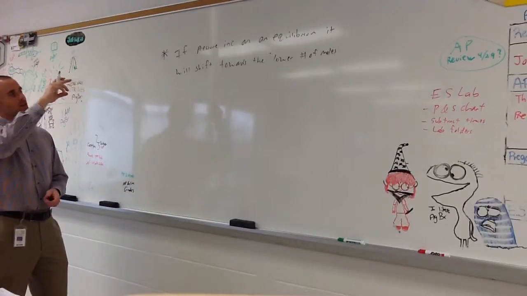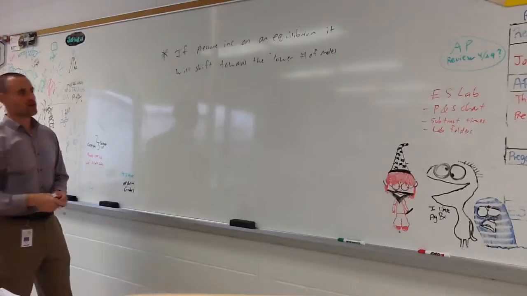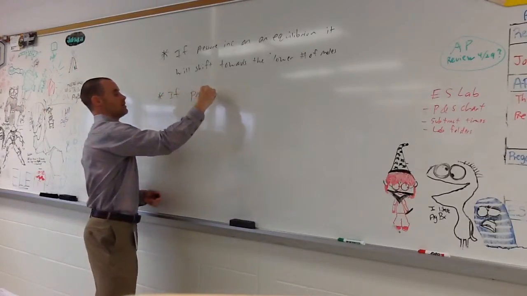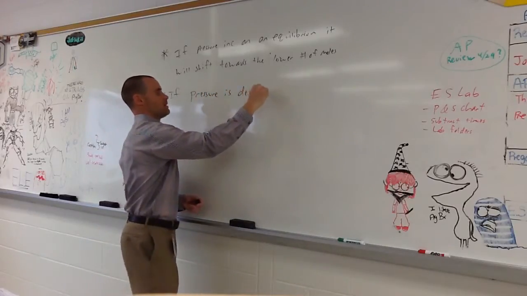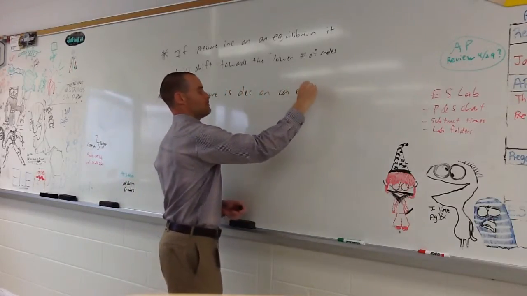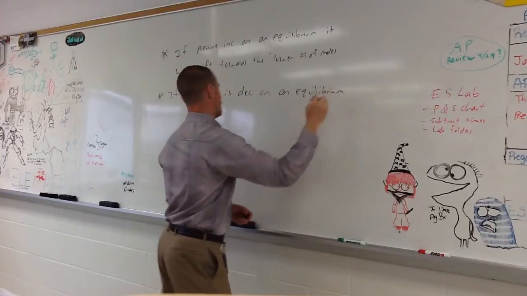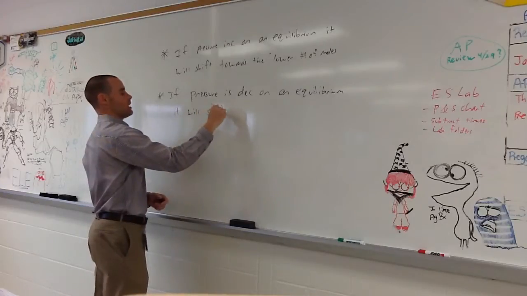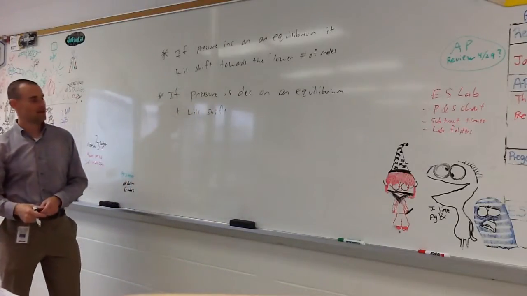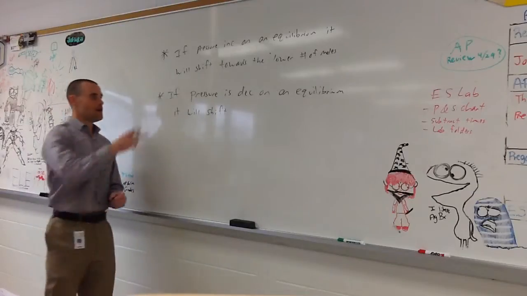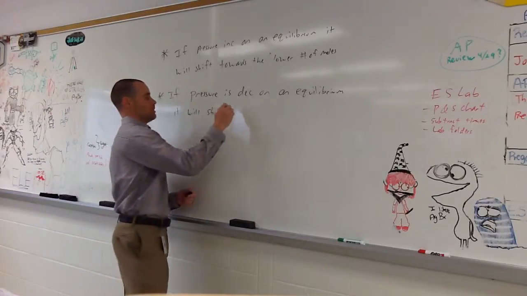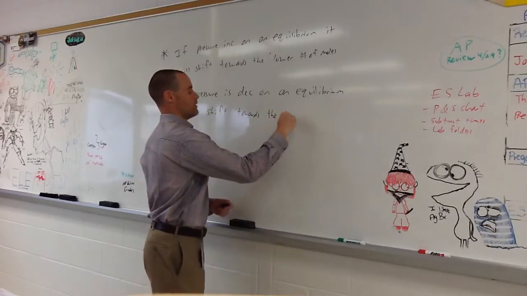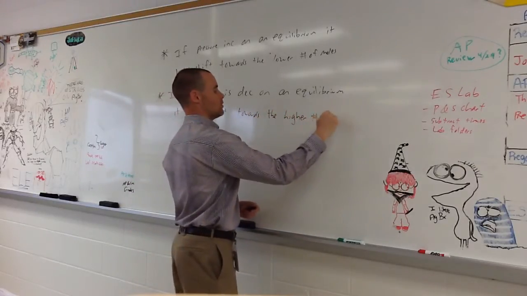If pressure is increased on an equilibrium, it will shift towards the lower number of moles, and then the opposite. If pressure is decreased on an equilibrium, it will shift. And again, writing this doesn't really do a whole lot, but I just wanted to get it down. The practice problems are what helps you learn it. If pressure is decreased on an equilibrium, it will shift towards the higher number of moles.